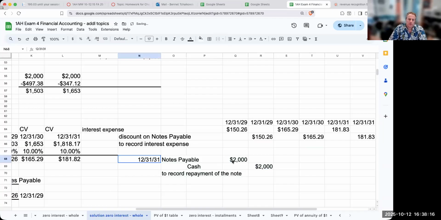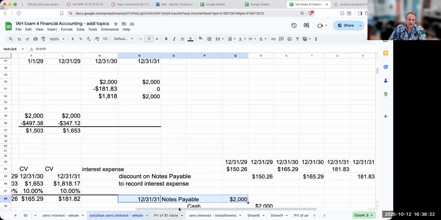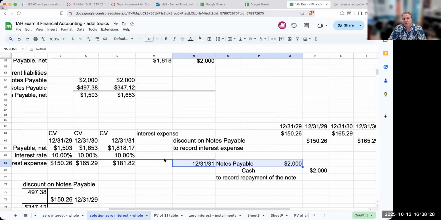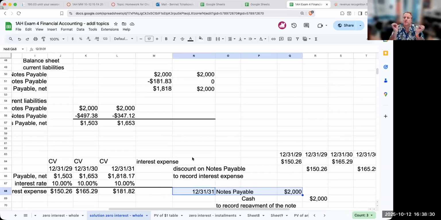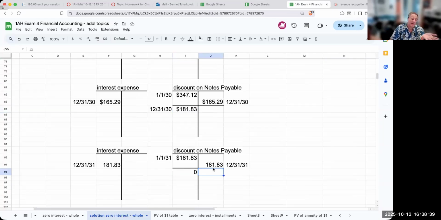Right over here, this is the journal entry I'm going to show to record the payment of that note. So again, these concepts with present value are absolutely critical for you to go through and understand. And remember, how do I know that I did this question correctly? Well, when I make that final payment, if I'm off by a penny, that's okay. But this discount on notes payable should typically be going down to 0, right? So this should essentially be a 0 balance. So that's how we solve a 0 interest problem where the note is a lump sum.